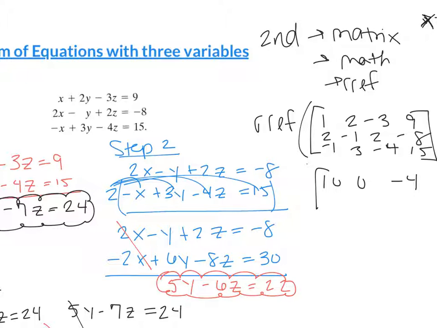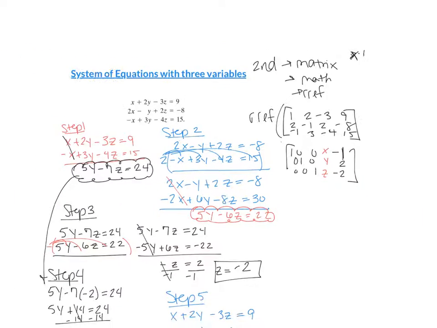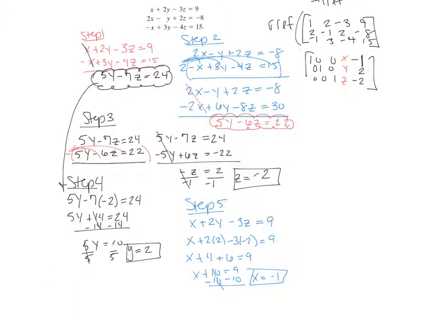-4, and then it also gives you 0, 1, 0, 2, and then 0, 0, 1, -2. This is telling you your x, your y, and your z value. And if you notice, x, y, and z was -1, 2, and -2.